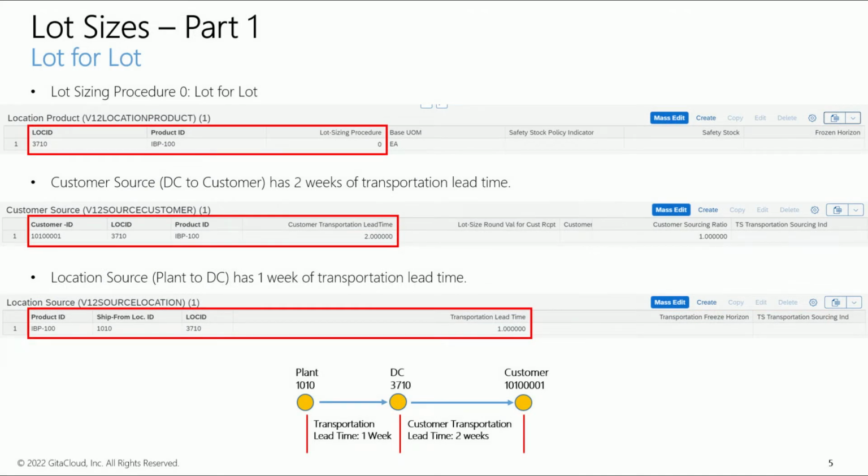Let's also quickly review some key master data values before we see the planning results with lot-for-lot strategy. Location product master data type allows us to maintain lot sizing procedure. We have set it as 0, lot for lot. Customer source master data type allows us to maintain customer transportation lead time from DC to customer. We have set it as 2 weeks. Location source master data type allows us to maintain transportation lead time from plant to DC. We have set it as 1 week.